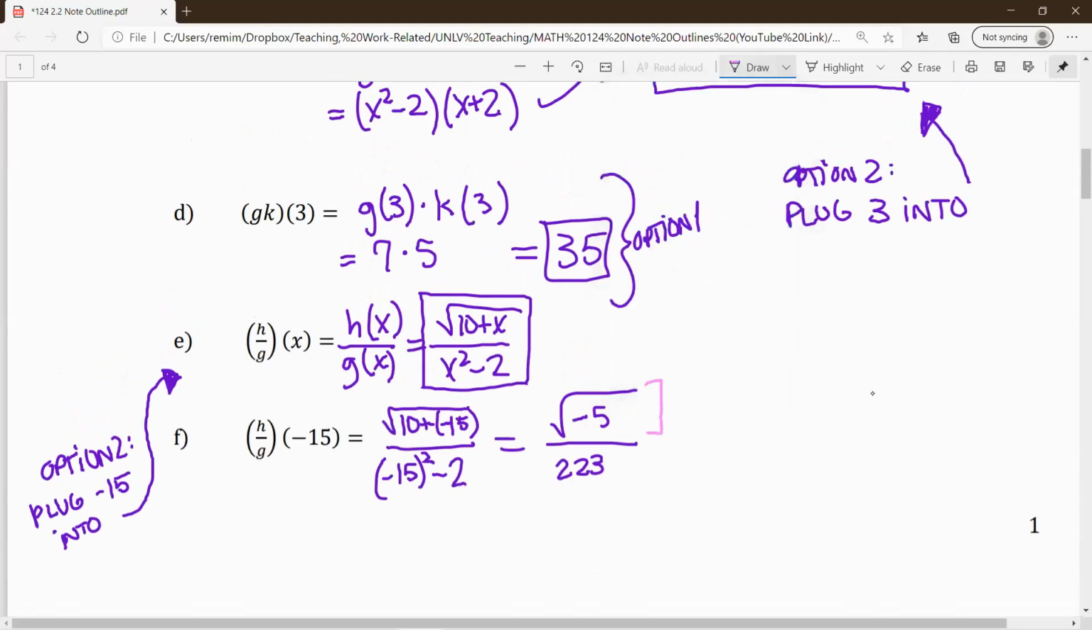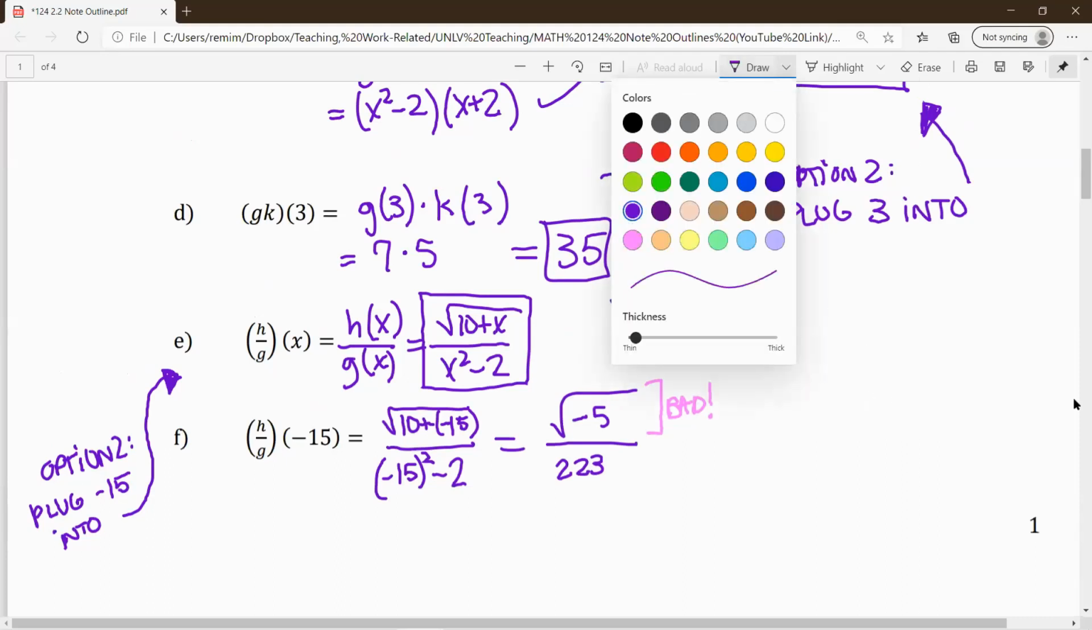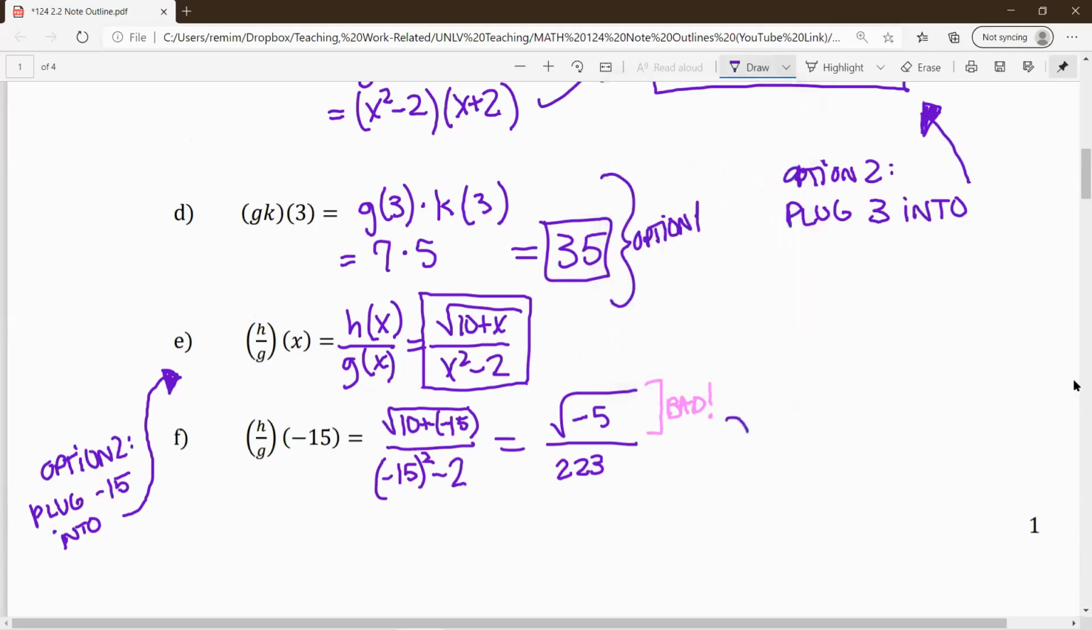This is bad. Why is this bad? We know that at this point in the class, we are not allowed to have negatives inside even roots, and that's exactly what we have right here. This is a domain issue that we're not allowed to have, so since we can't have that, for our answer, we were trying to find this. This was the original question. So we're just going to say that this is not a real number.